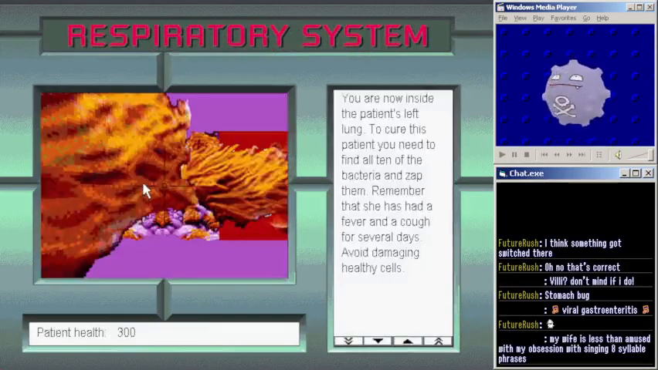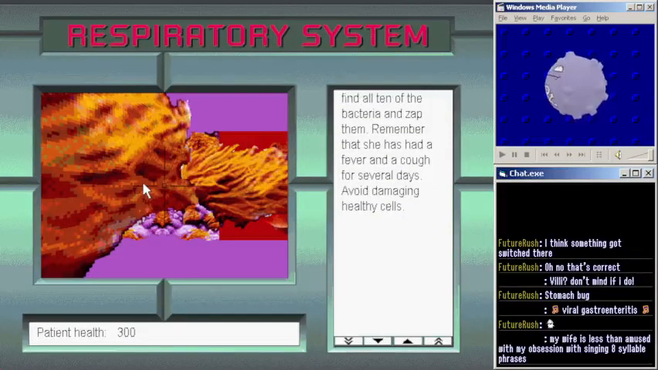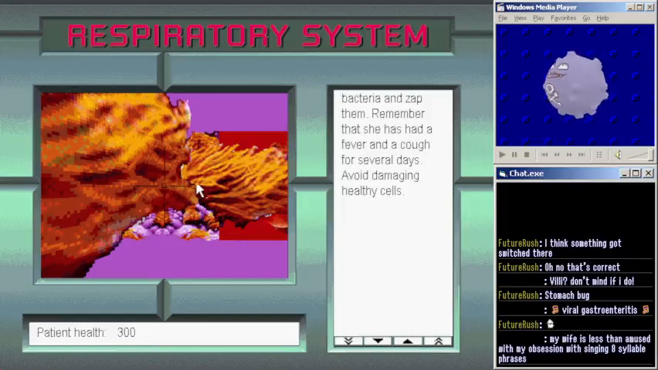You are medicine. Now inside the patient's left lung. To cure this patient, you need to find all 10 of the bacteria and zap them. Remember that she has had a fever and a cough for several days. Avoid damaging healthy cells.